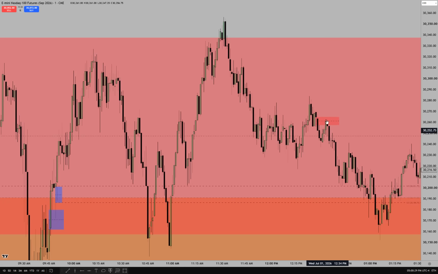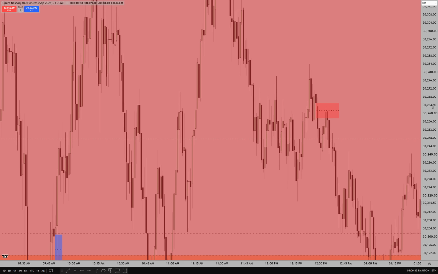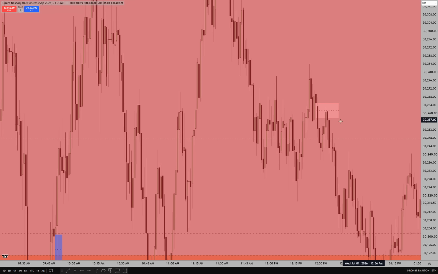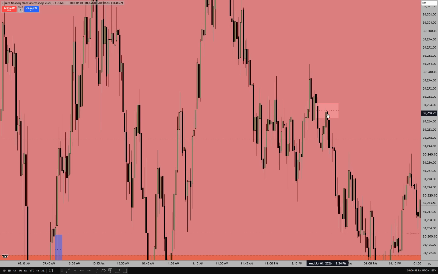Sells off. Look at the bodies. See how they're not touching consequent encroachment? See that? I know it's a little difficult to see. I apologize, but let me see if I can change the color and see if that helps any. And we'll send it to the back, rather. There you go. See how it's below? See the contrast there? The bodies are not touching consequent encroachment.